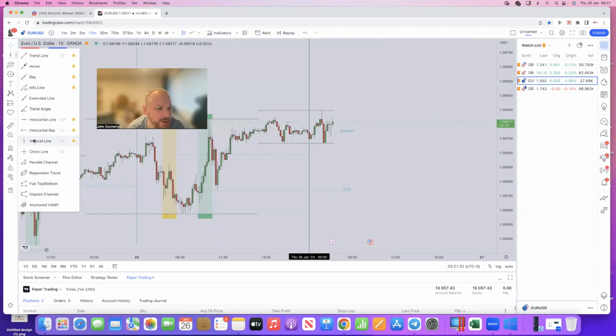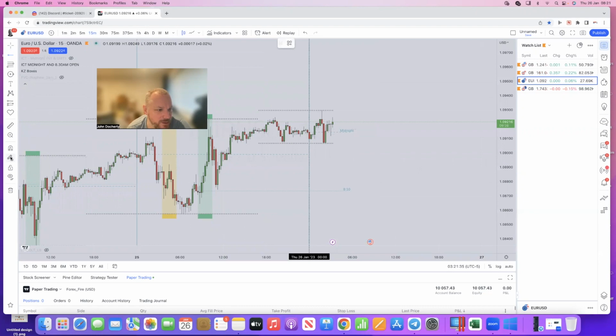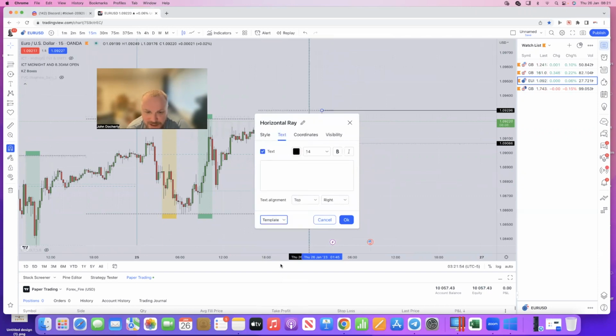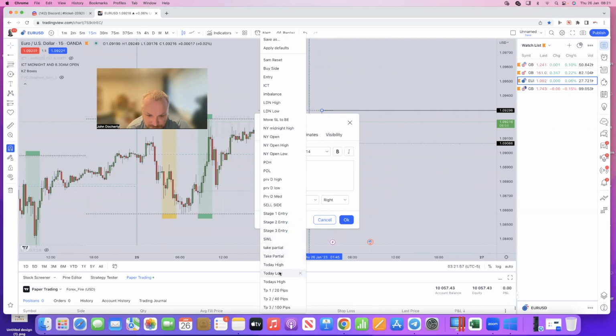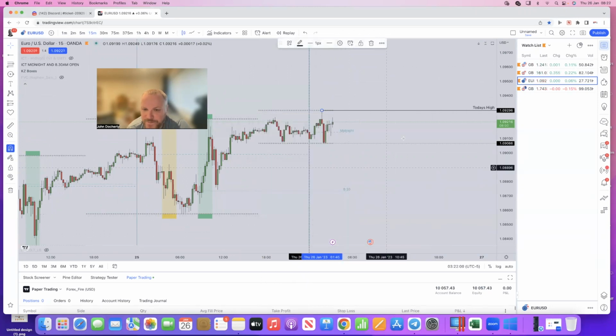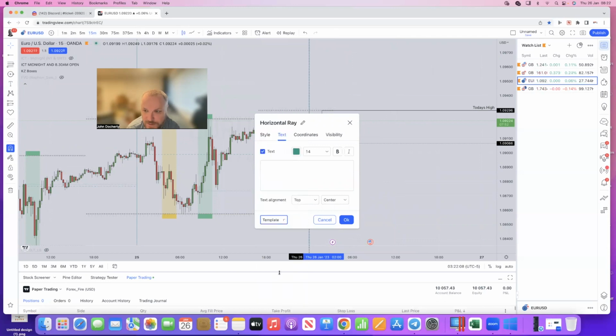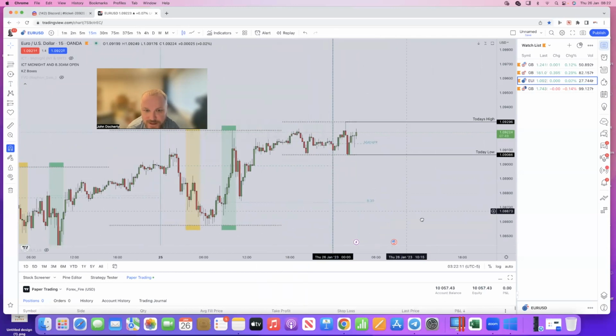And we just put in horizontal ray with the magnet and the drawing tool. So we go today's high, take off that, today's low. And then all we do is just update this. We have it as today's high. There's today's high there. And then we change this to today's low. And it's as simple as that.